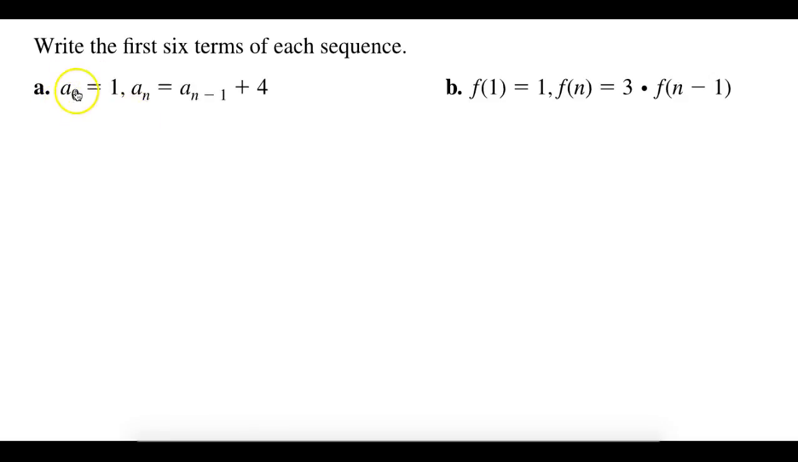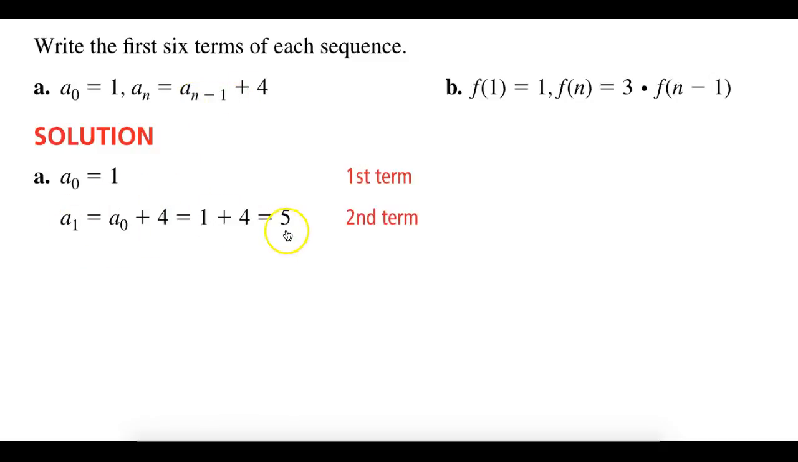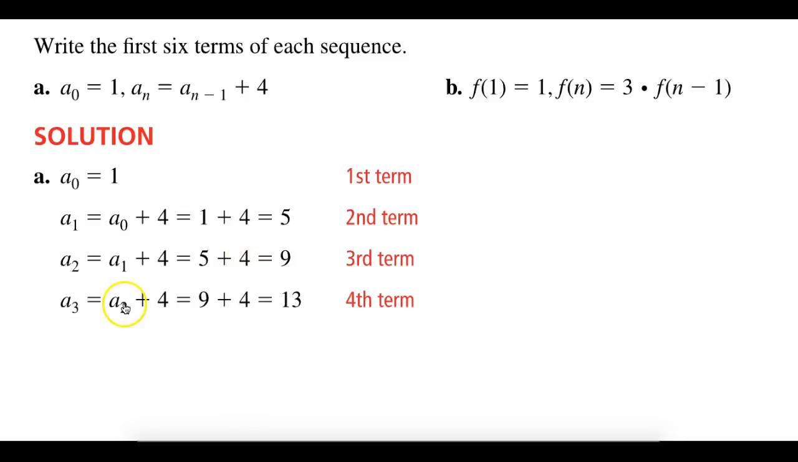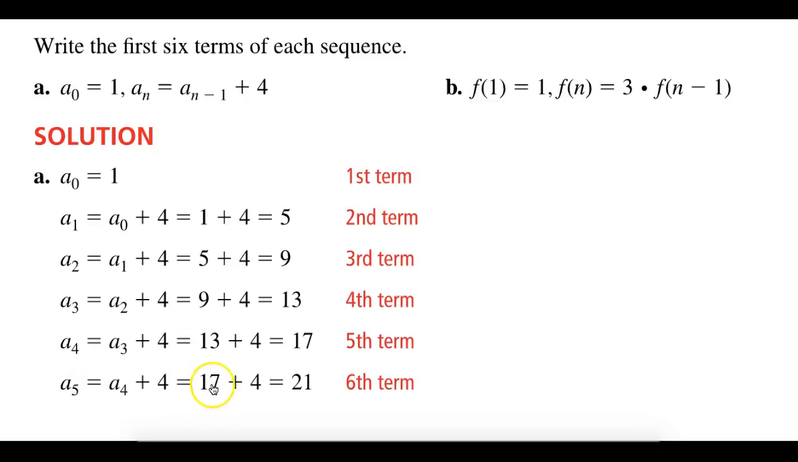Since we know a_0 is equal to 1, we're going to find the next terms. If a_0 equals 1, that's our first term. a_1 must be a_(n-1) plus 4, so 1 plus 4. So our next term is going to be 5. Our second term is just going to be a_1 plus 4, so 5 plus 4. a_3 is just going to be a_2 plus 4, so 9 plus 4. a_4 is just a_3 plus 4. a_5 is just the previous term plus 4. And you see, that's how we figure out the first 6 terms in the sequence.